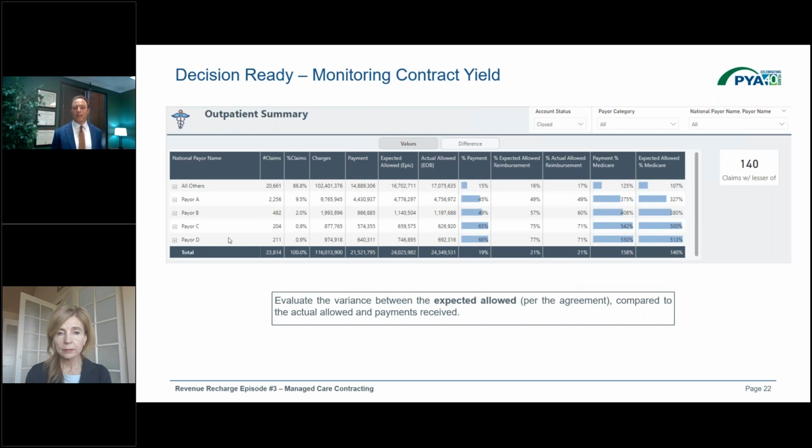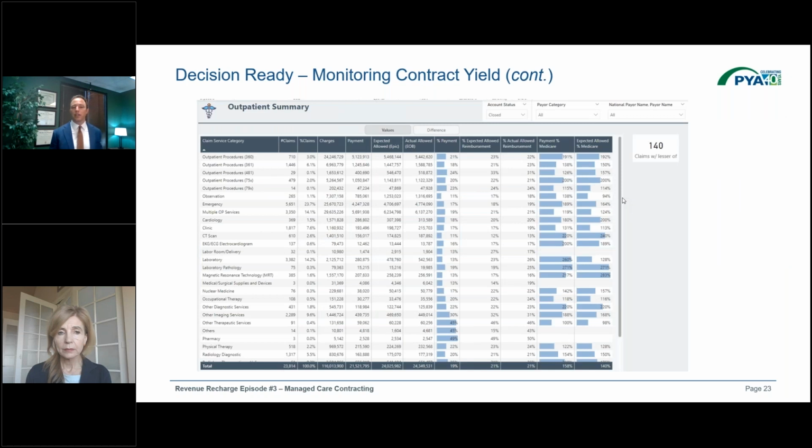We then have the ability, if we see an issue at a payer level, we can drill in to a particular service category to see if there's some variable in the contract based on a particular type of service preventing us from actually being reimbursed what we're expected to be reimbursed per the contract. So this is one example of how to monitor the contract on a go-forward basis using historical claims.